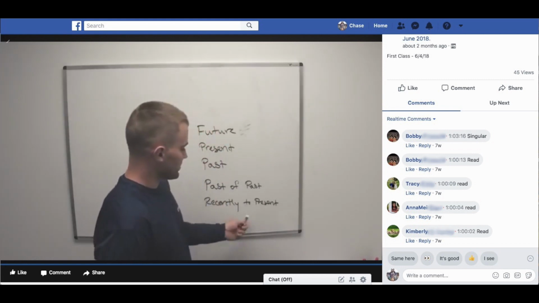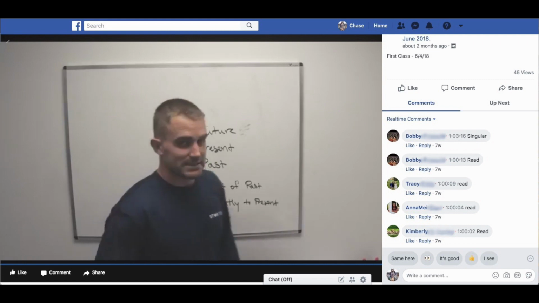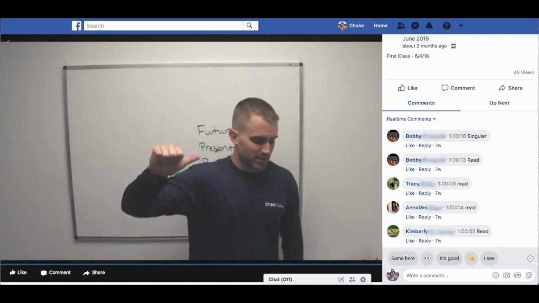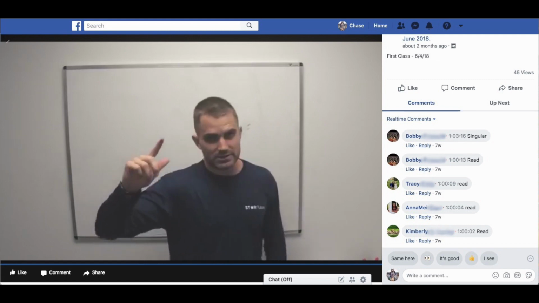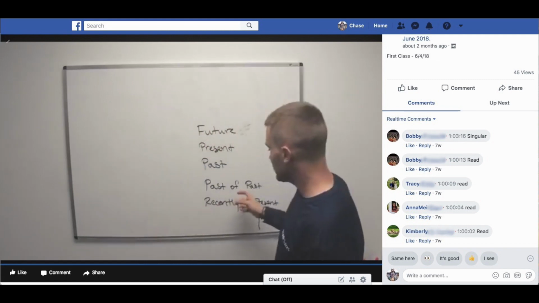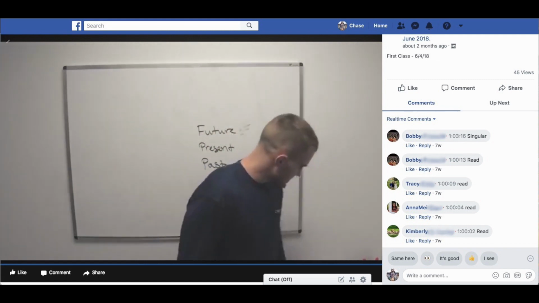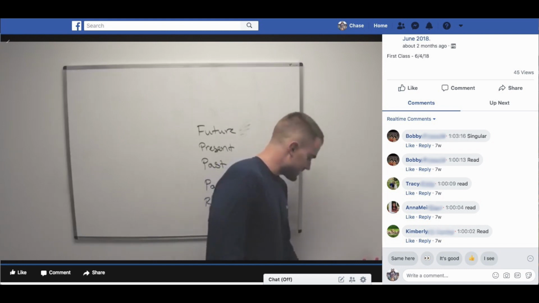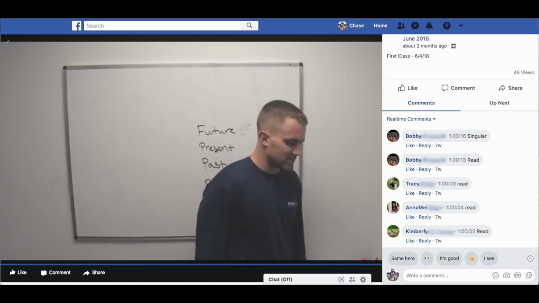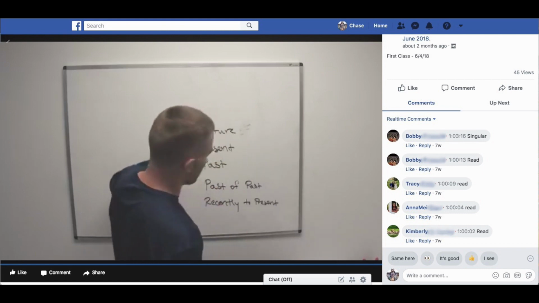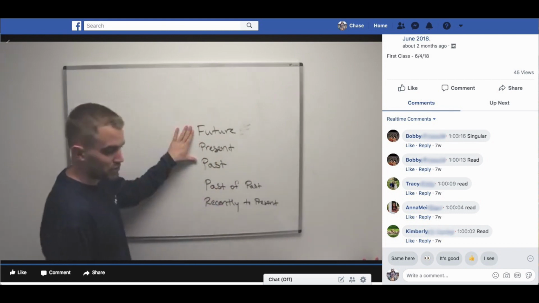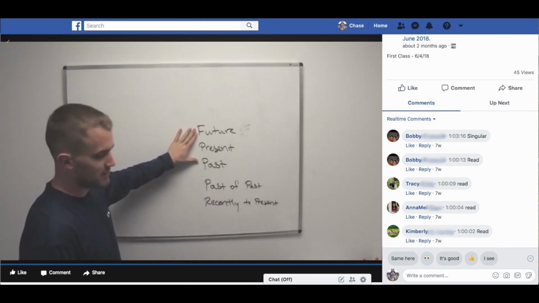The past of the past and the recently to present are when we say things like "I had been doing something" or "I have been doing something," H-A-V-E. So "I had been doing something," past of the past. You guys can see this on the bottom of page 6. On the bottom of page 6 it says the past of the past. Again, we're not going to focus on these three because I hope that you guys have a strong enough understanding of these at this point.